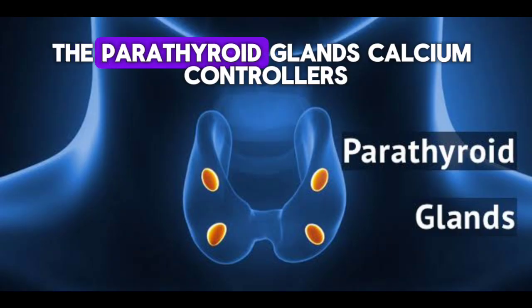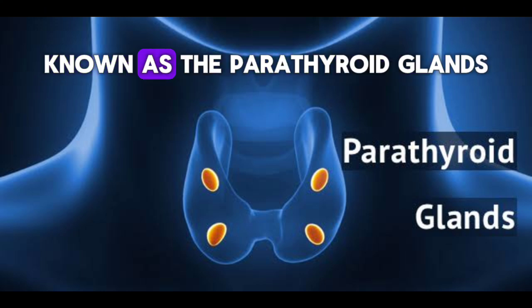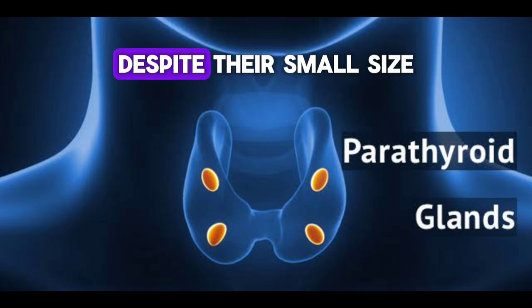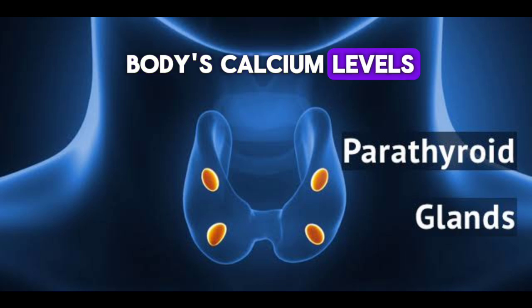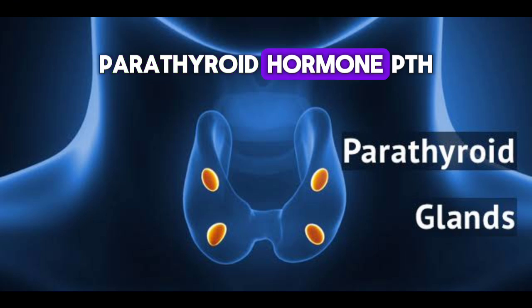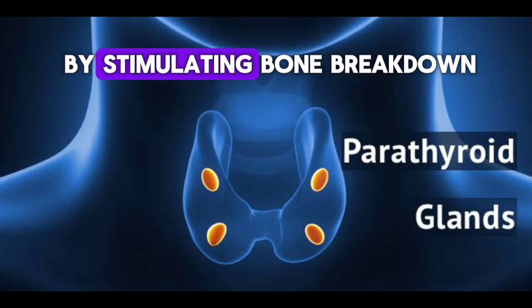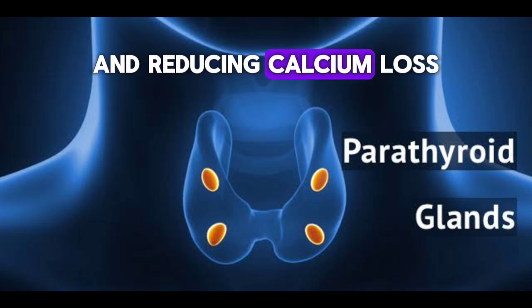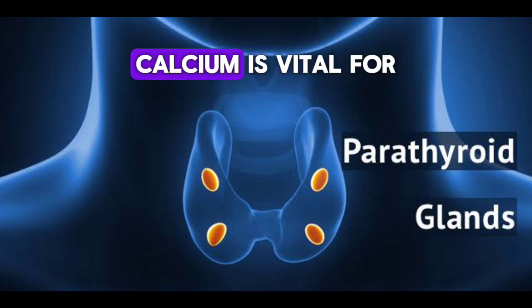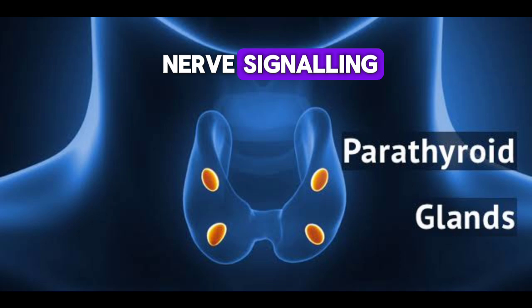3. The parathyroid glands, calcium controllers. Attached to the back of the thyroid gland are 4 tiny glands known as the parathyroid glands. Despite their small size, they have a significant role in maintaining the body's calcium levels. Parathyroid hormone, PTH, increases blood calcium levels by stimulating bone breakdown, increasing calcium absorption in the intestines, and reducing calcium loss in urine. Calcium is vital for many body functions, including muscle contraction and nerve signaling.